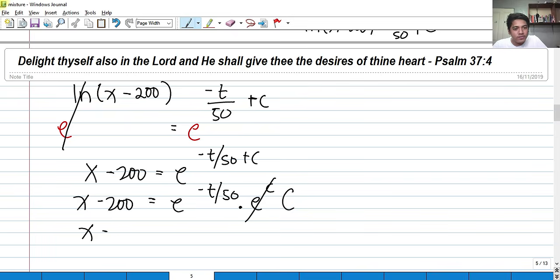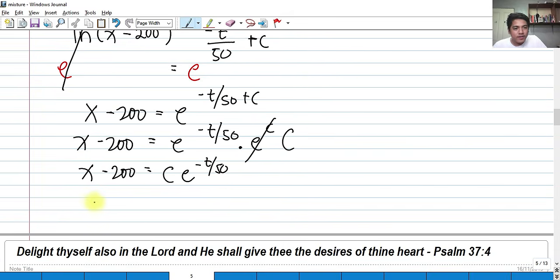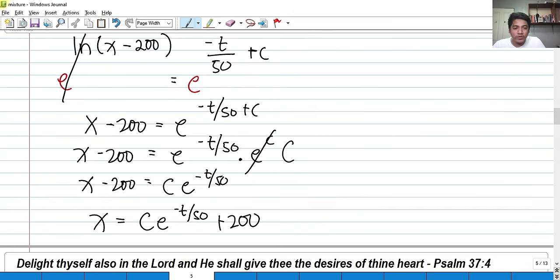So we can have x minus 200 is equal to c e raised to negative t over 50, and transposing negative 200 to the other side, we have x equals c e raised to negative t over 50 plus 200. And now, in order for us to find the amount of salt at any time t, we must solve for the value of this given constant c.